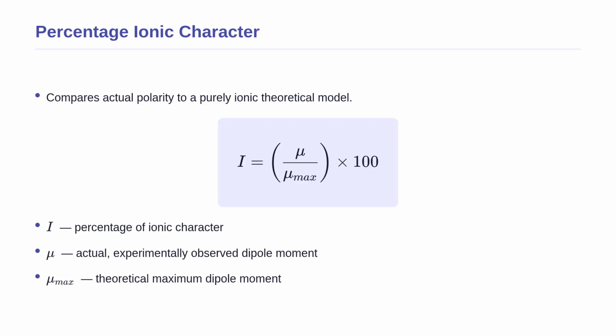This formula is essentially calculating a test score for the bond's polarity. It tells us what fraction of a fully ionic bond our real covalent bond has managed to achieve.